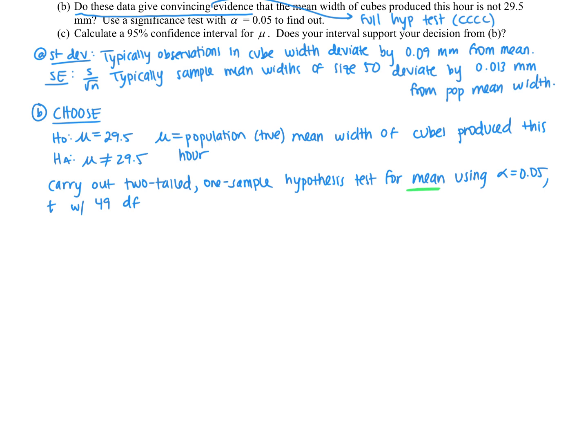Okay, now that we've made our choice, we have to check our assumptions. First one, do we have a random sample? It says a supervisor inspects a random sample of 50 cubes. So yes, that is stated.